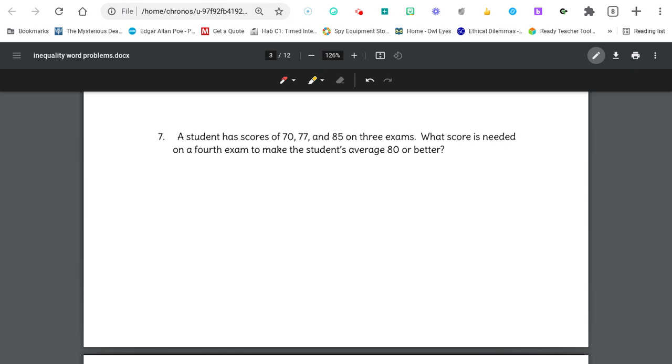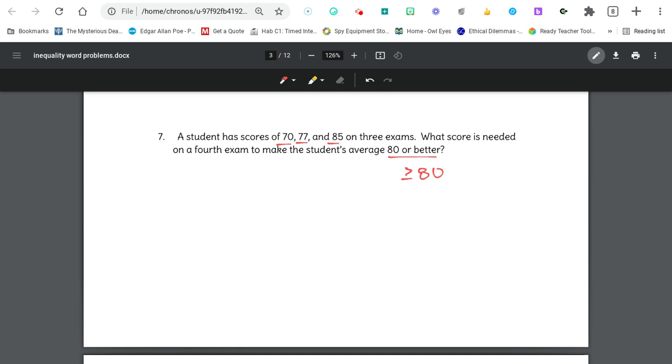A student had scores of 70, 77, 85, and 85 on 3 exams. What score is needed on the fourth exam to make the student's average an 80 or better? And 80 or better will be greater than or equal to 80.